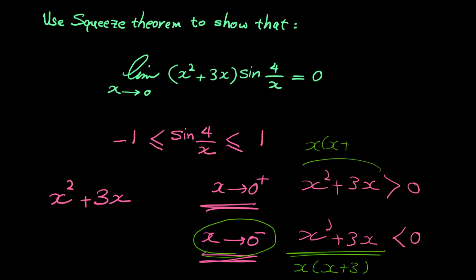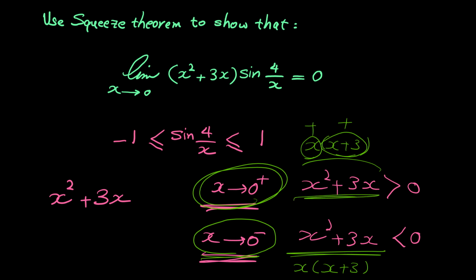x times x plus 3. When x approaches 0 from the right, x is positive, and of course x plus 3 is also positive. So this expression is positive. But when x approaches 0 from the left, x is negative, and x plus 3 is positive. Negative times positive is negative.